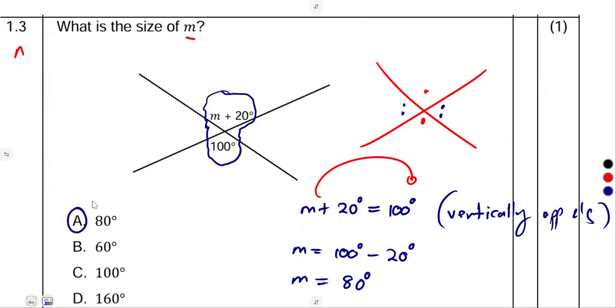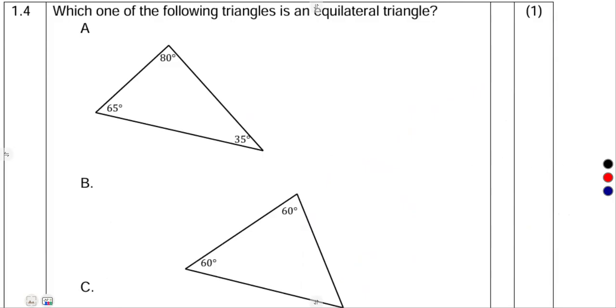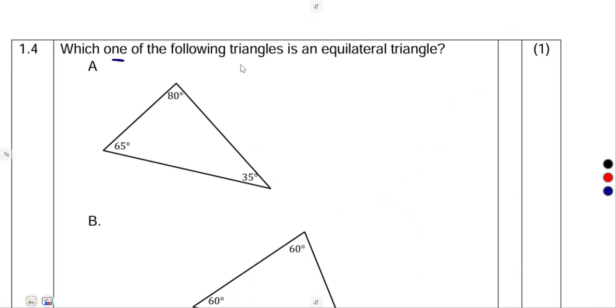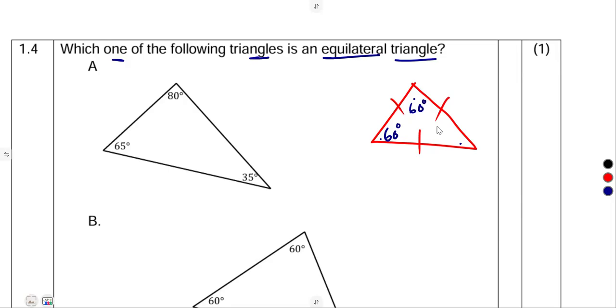All right, let's see 1.4. Which one of the following triangles is an equilateral triangle? An equilateral triangle is the one where all sides are equal and also all angles are equal, each being what? Being 60 degrees. Remember your properties of an equilateral triangle, as I mentioned before.